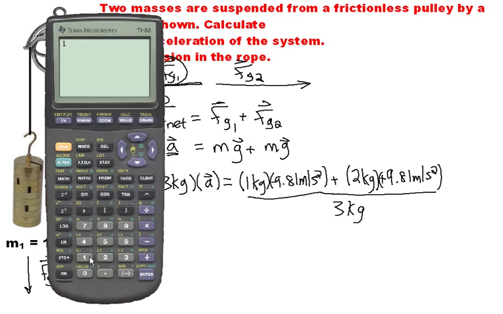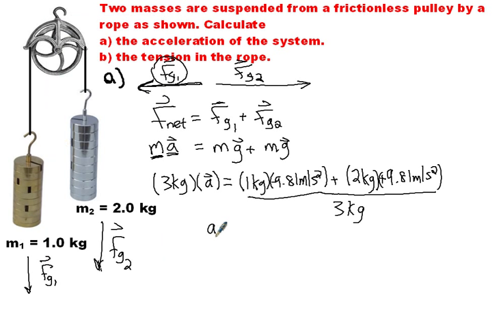So 1 times negative 9.81 plus 2 times positive 9.81. I'm going to divide that all by 3 kilograms. So my acceleration is 3.27, and for significant digits, it'll be 3.3 meters per second squared. Now, a question a lot of students ask is what direction is that, positive or negative?